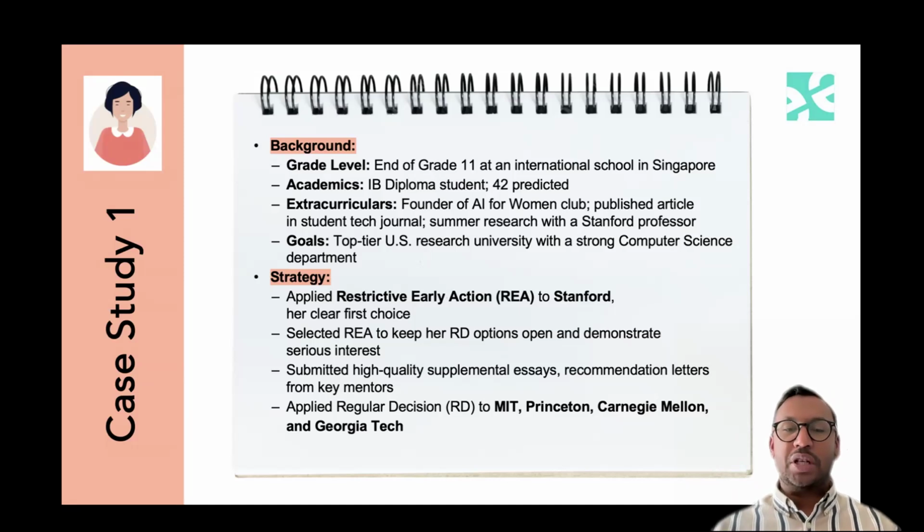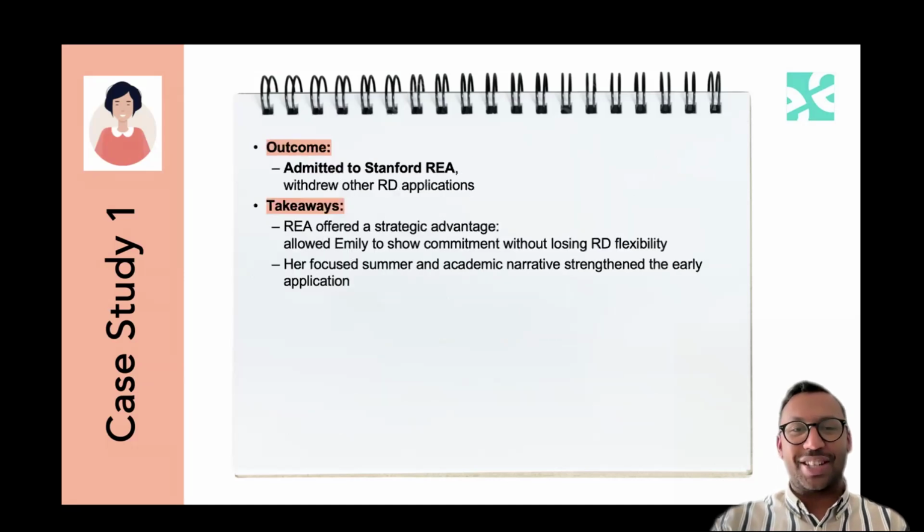And so what the student did was Stanford restrictive early action, and then RD options are open to demonstrate the various interest in Stanford, but at the same time gives that level of flexibility. She submitted high quality supplemental essays, good recommendations from mentors at her school, and maybe even beyond. For regular decision, she applied to quite competitive schools as well, which were MIT, Princeton, Carnegie Mellon, and Georgia Tech.